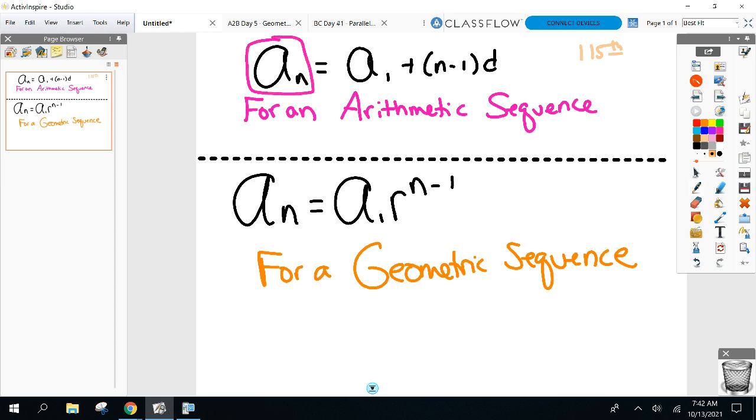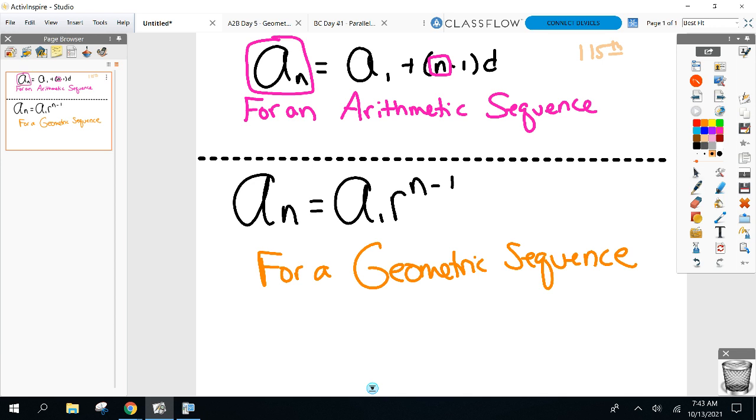This right here, a sub n, is a term, some term in the sequence that's not the first term. It's just some number in the sequence you're going to put there. Then here would go this term's position in the sequence.